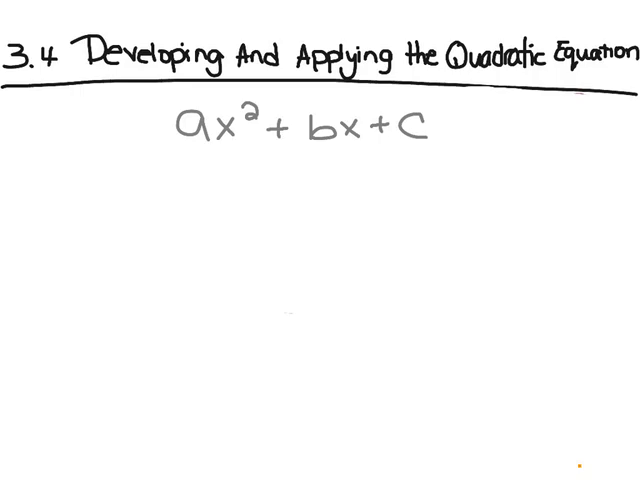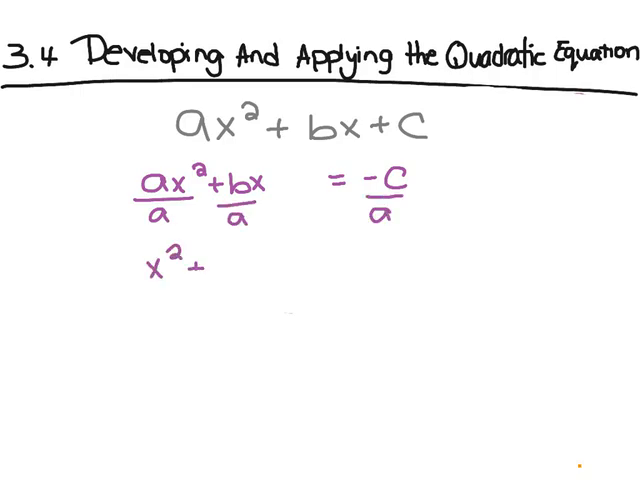If you want to prove the quadratic formula, you can do this by completing the square. So we want to move our x's to one side and our c to the other. Now we have to get x by itself, so we're going to divide by a. So we have x squared plus b over a x equals negative c over a.